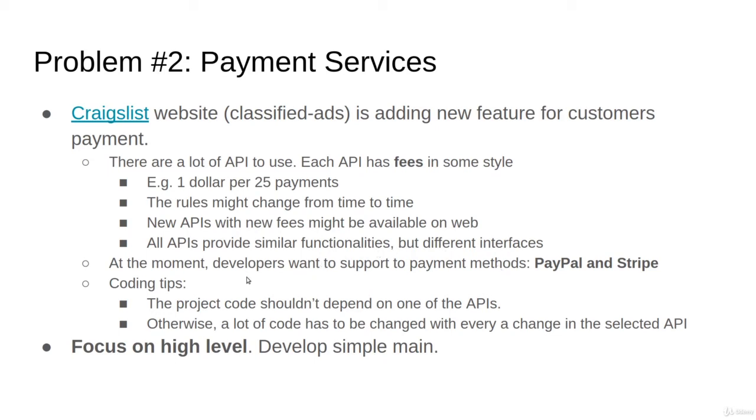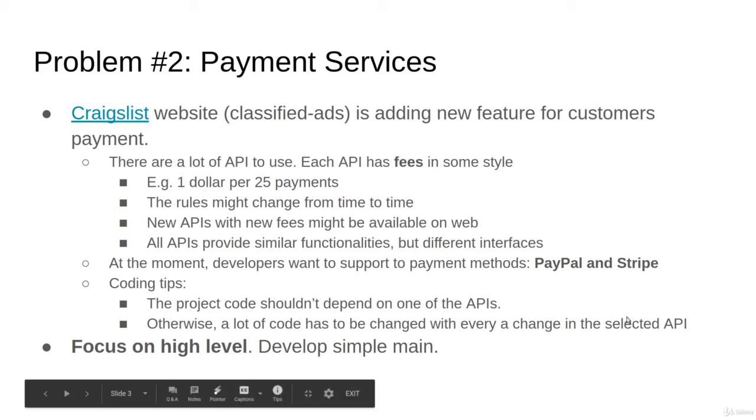At this moment, our developers decided to support mainly PayPal and Stripe. However, consider the following. Your project code shouldn't depend on one of these APIs. For example, your code shouldn't be calling PayPal or Stripe directly, because once you decide to change, for example, from PayPal to Stripe or from PayPal to Square payments, you are going to make a lot of code changes. So be smart in designing that.